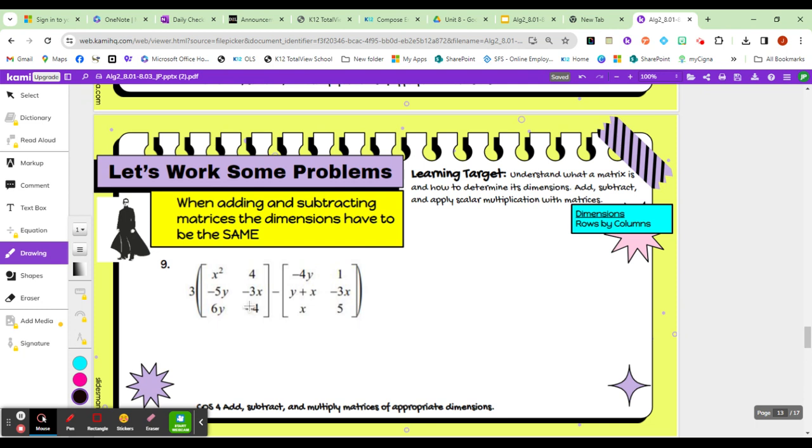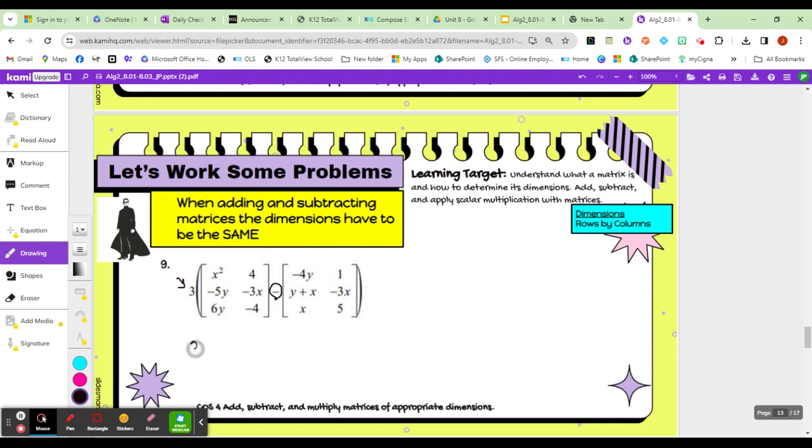All right, so on this problem in my parentheses, I have a subtraction problem. So I have to do what's in parentheses first because that's order of operations. And then the last thing that I'll do is I'll multiply this scalar of 3. So this matrix is a 3 by 2. This matrix is also a 3 by 2, so it is going to be possible to subtract.